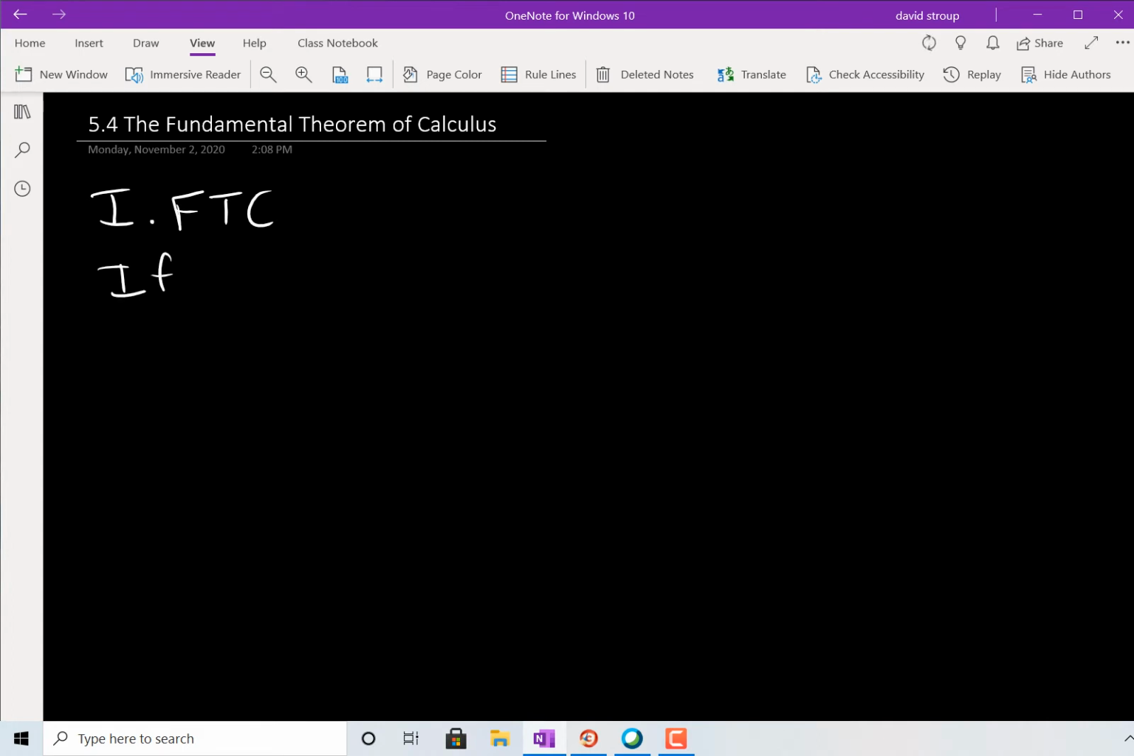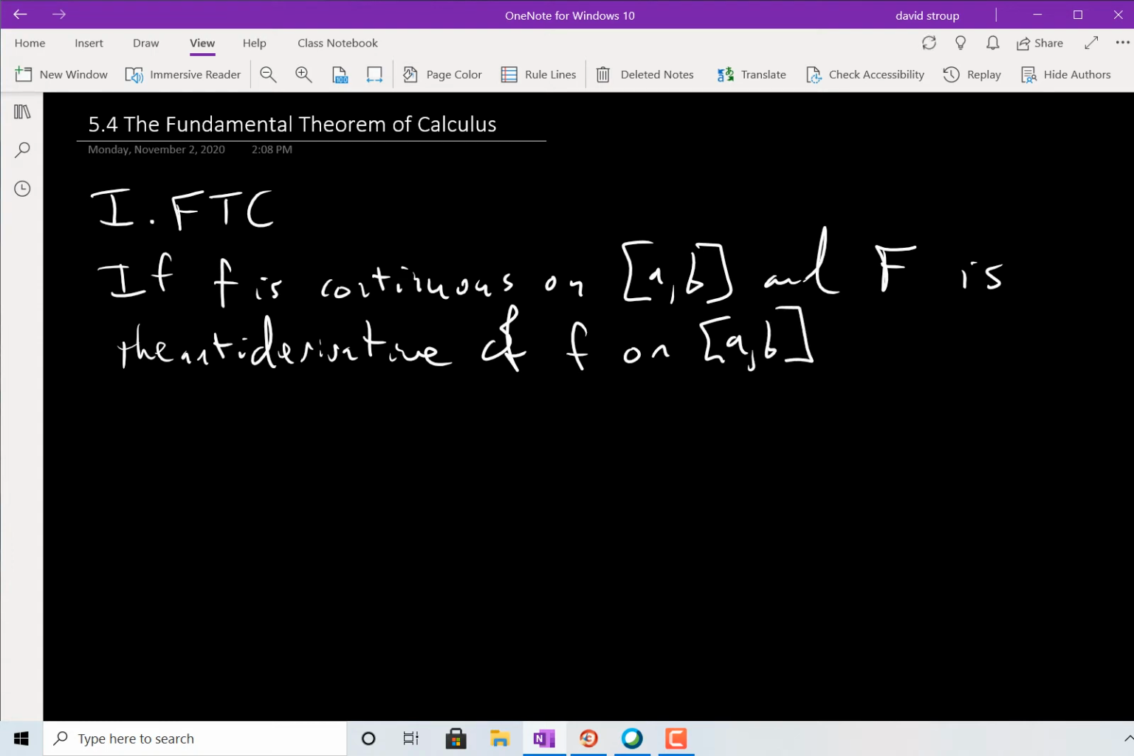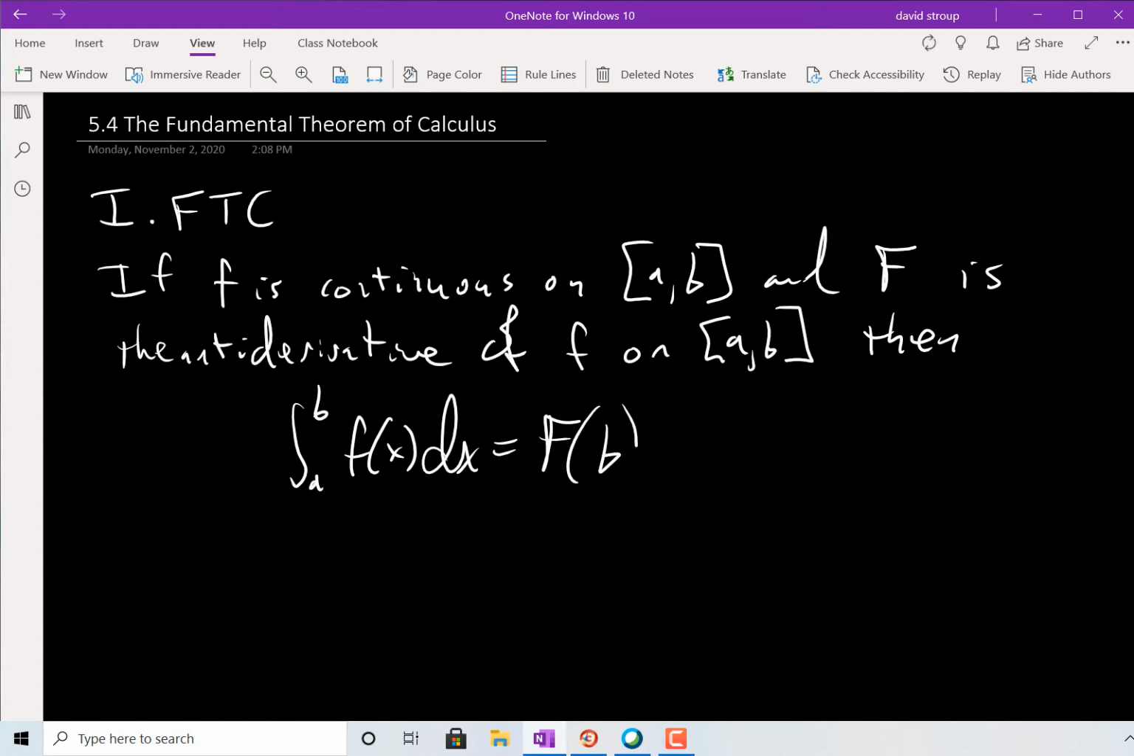So here we go. If f is continuous on the closed interval from a to b, and big F is the antiderivative of little f on this interval from a to b, then it turns out that the definite integral from a to b of f of x dx is equal to the difference of the antiderivative evaluated at the limits b and a. So it'll always be F of b minus F of a.